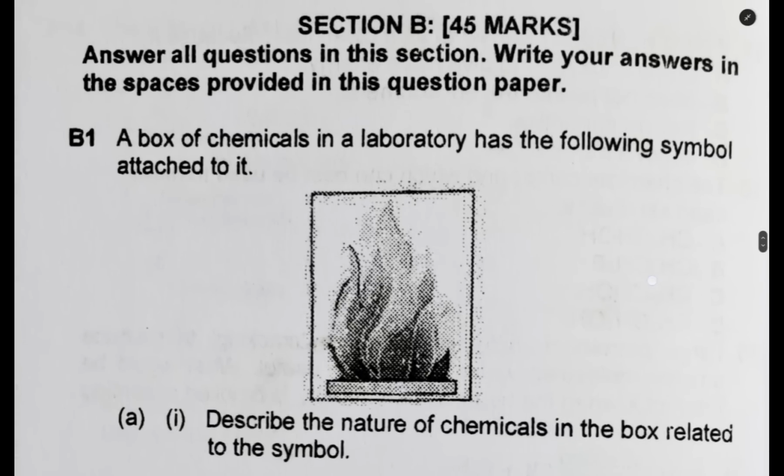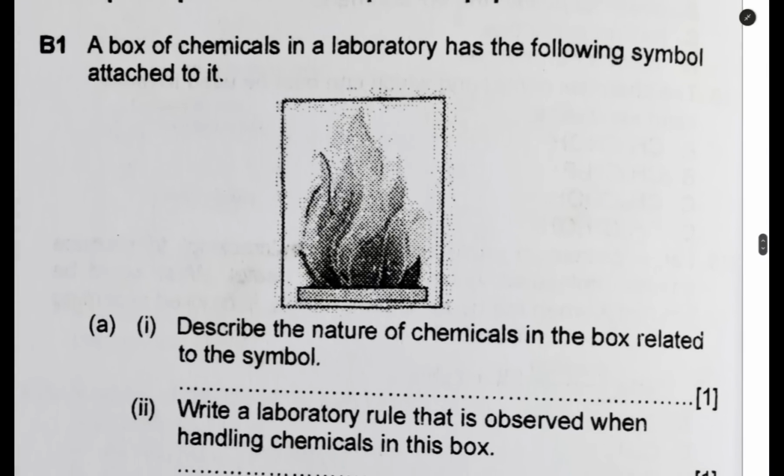So here is the first question that we are going to answer, and as you know, Section B gives you 45 marks in an exam, and you're asked to answer all the questions. And if you're writing exams in November, I guess your preparations are going okay. So the question reads, a box of chemicals in the laboratory has the following symbols attached to it. The first question is, describe the nature of chemicals in the box related to the symbol.